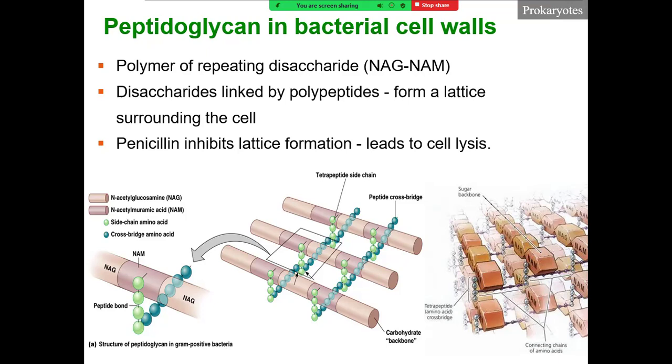Penicillin actually inhibits the lattice formation, linking the short peptides together in the NAG and NAM chains. So if penicillin were to get in a growing cell wall, before the cell wall makes this short peptide linking that row to this row, penicillin can get in right there and then prevent that polypeptide from forming. And that's how penicillin actually damages the cell.